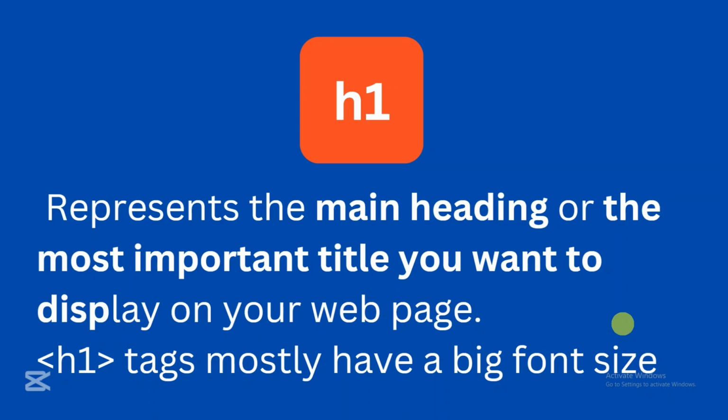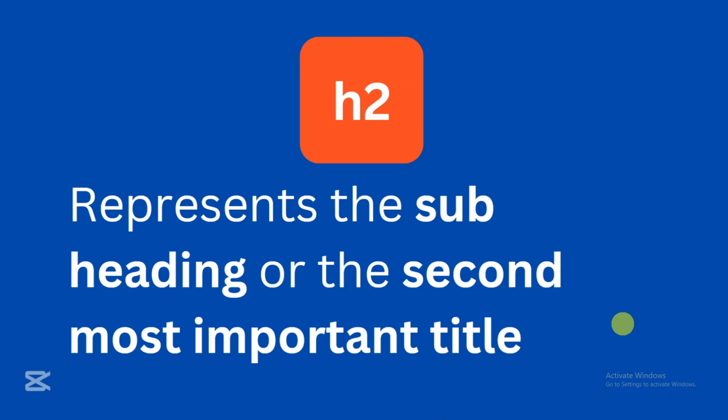Following the H1 heading element, the next heading element that you can use is H2. H2 is normally used to represent a subheading or the second most important title you want to display on your web page. So anytime you use an H2 element, then you'd want to indicate a subheading or the second most important title. So it follows in that order.